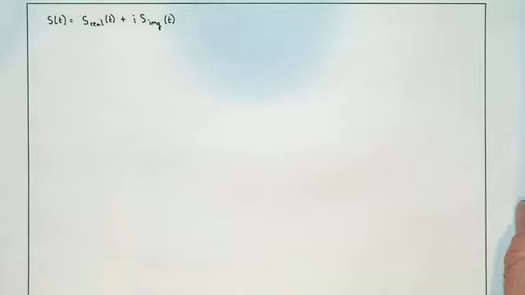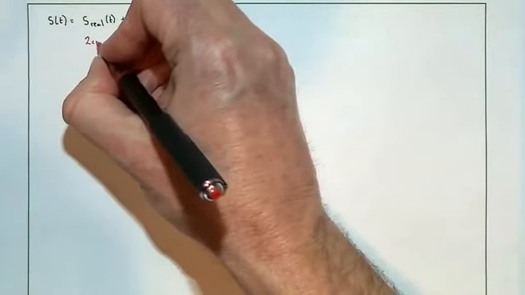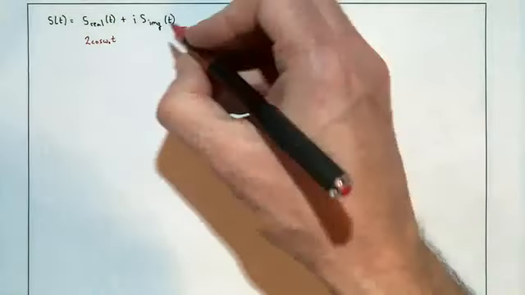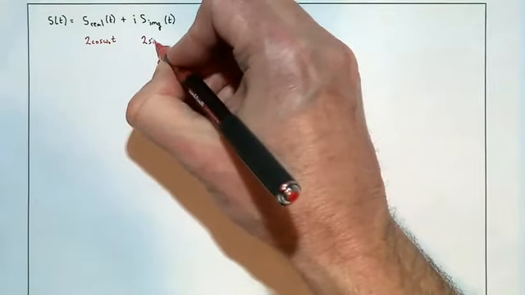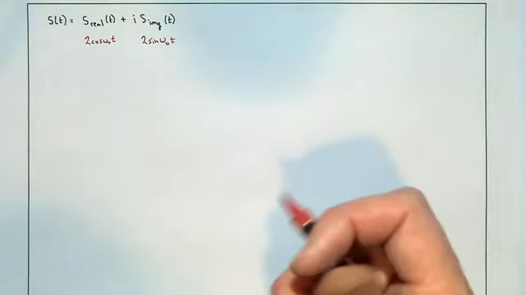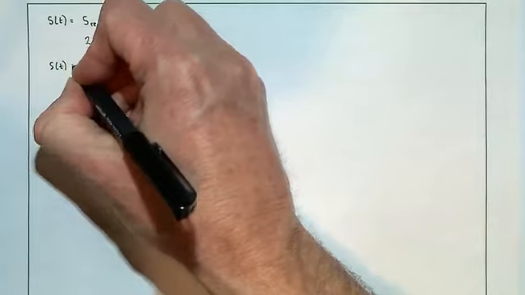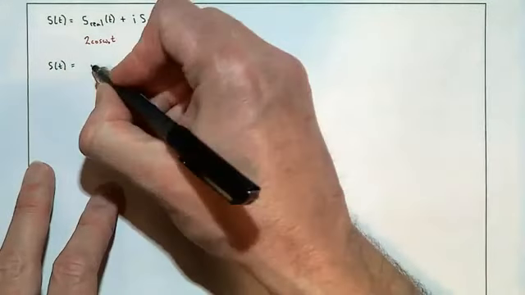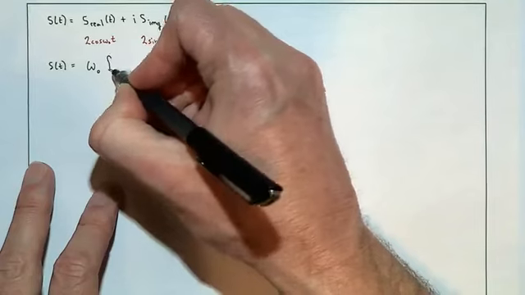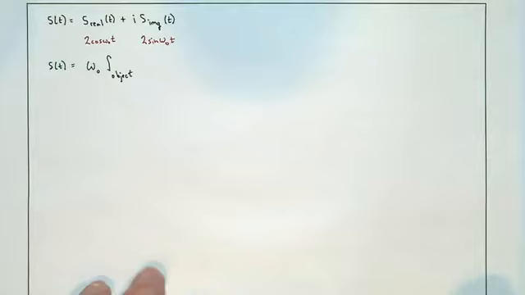And this term on the left-hand side here, we get from the 2 cosine omega 0 t detector. And the term here we get from the 2 sine omega 0 t detector. So we're literally just going to add together those two components while also introducing the complex notation. And so if we do that, we just end up with something like S of t. We had an omega zero in front of all this, and we were integrating over our whole object. So those look familiar from those phase-sensitive detected signals.